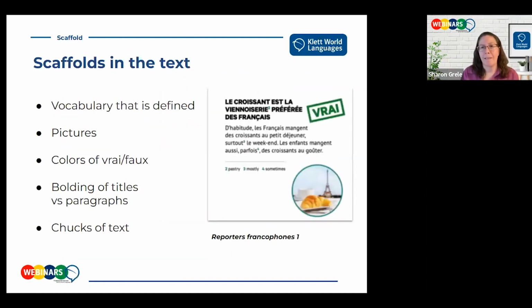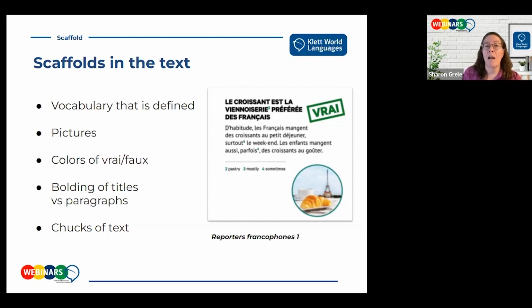And there are so, go ahead. Yeah, go ahead. There's so many scaffolds in this text that are already there for your students. If you look under the image where it talks about the croissant, there are vocabulary words that were defined, and some ones that would not be commonly taught to students are there to help them out. We've got the picture of the croissant. So if a student didn't quite know what a croissant was, we definitely have that there.